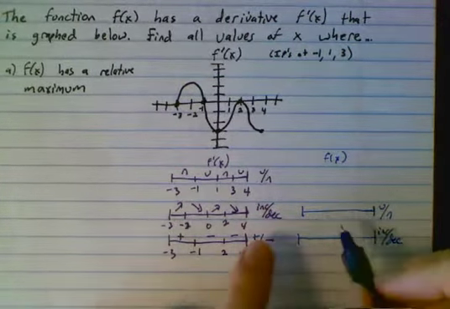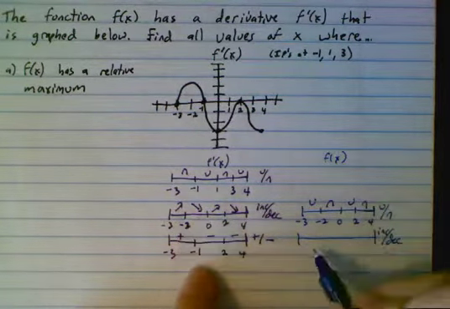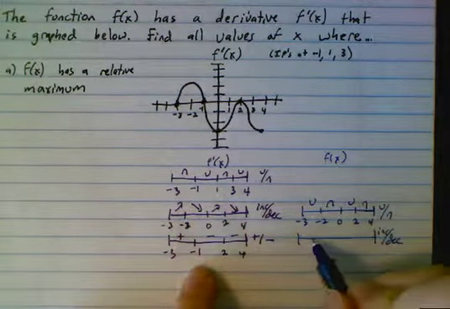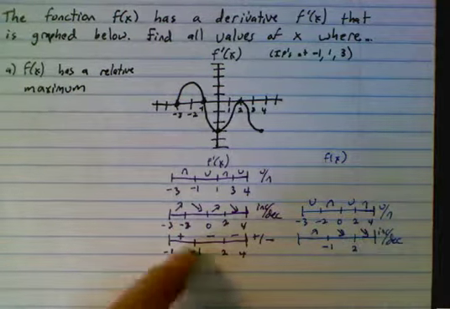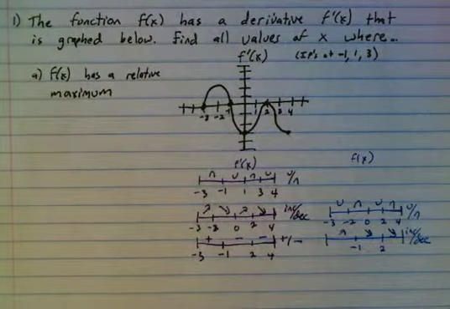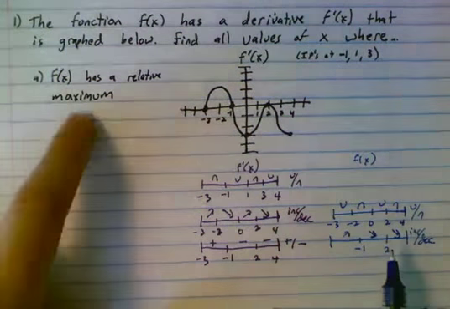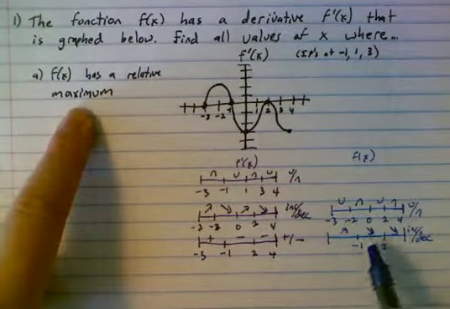So that being the case, we can label this: increasing to concave up, decreasing to concave down. Positive to increasing, negative to decreasing. Okay, now we can answer the question. f of x has a relative maximum. So relative maximum means a change from increasing to decreasing, right here at -1.